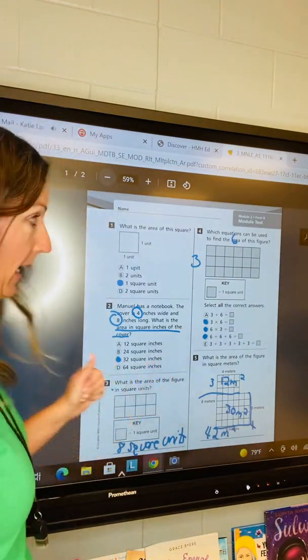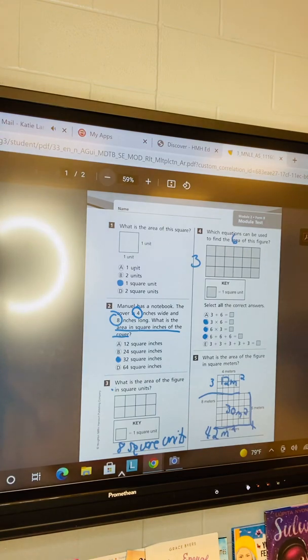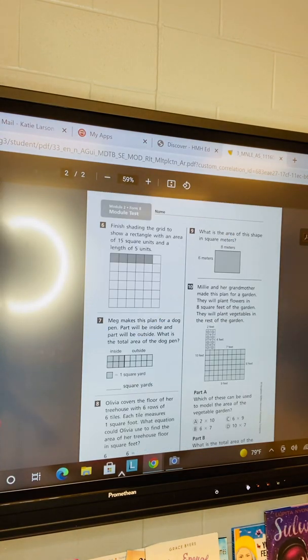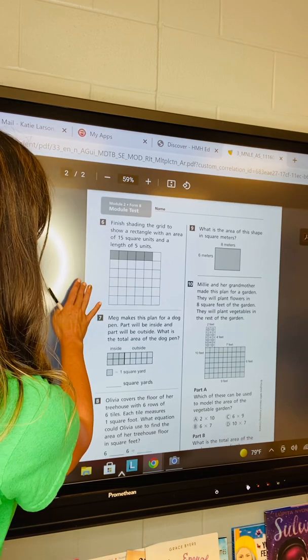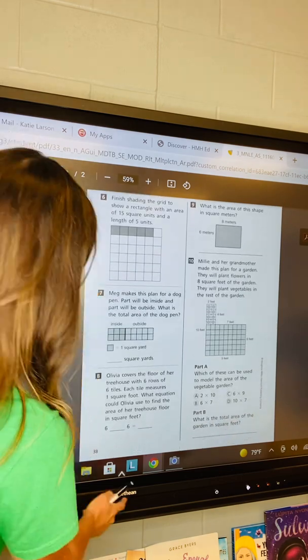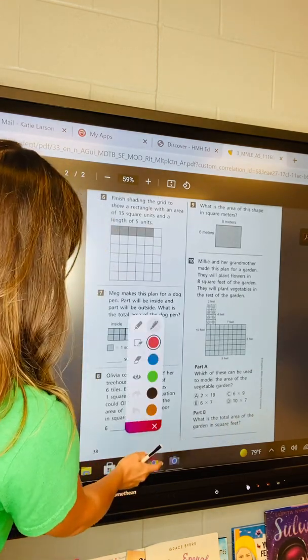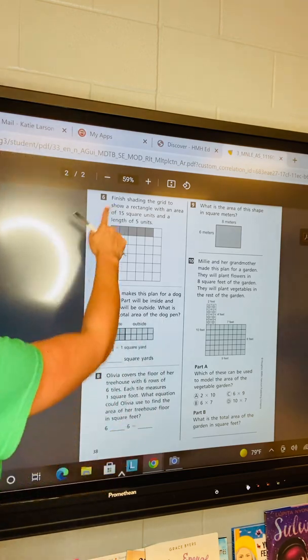So now I'm gonna go to the next page. All right, I have to slide it up a little bit so you can see the bottom and put the pen back on.